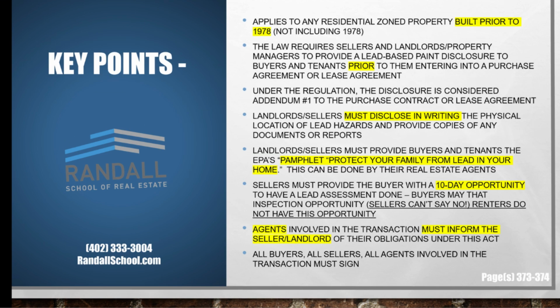The law applies to, first of all, any property that's residentially zoned that was built prior to 1978. It does not include 1978. So any home built 1977 or earlier that's residentially zoned must comply. The law requires sellers and landlords and property managers, if there's a management contract in place, to provide a lead-based paint disclosure to buyers or tenants.